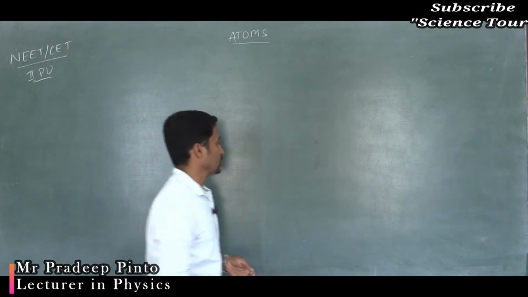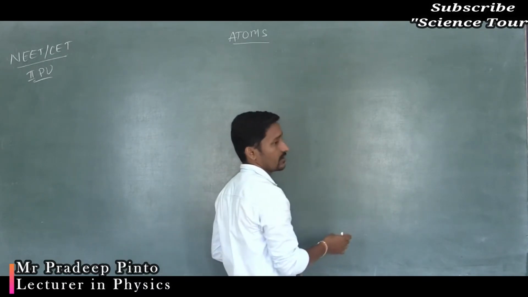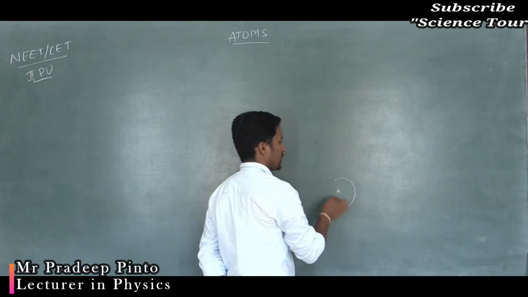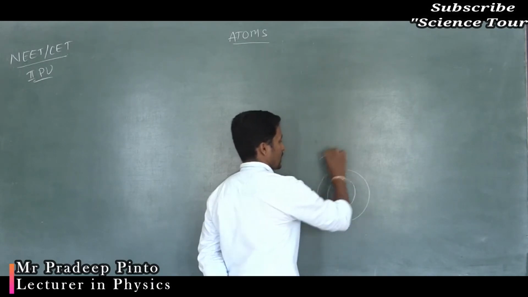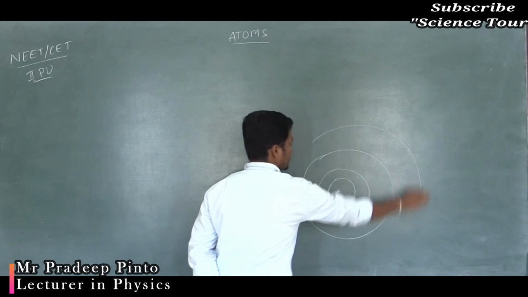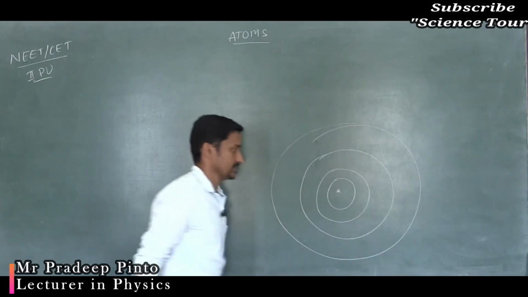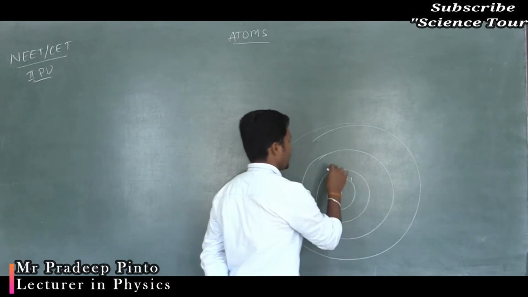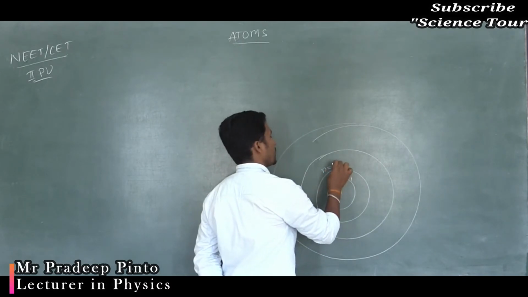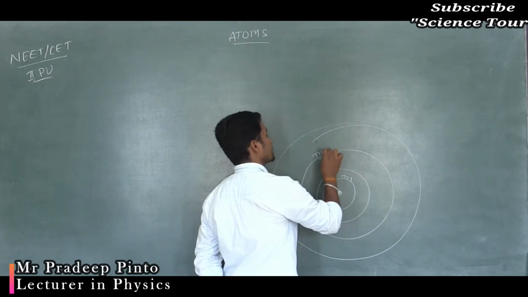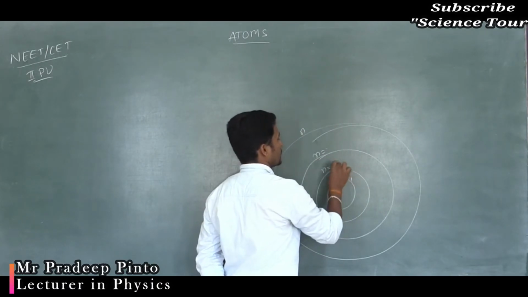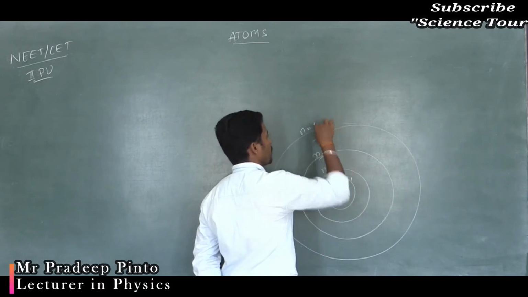So we know that generally according to Bohr's model, the nucleus is there, electrons are revolving, and we will say it is the first level, second level in that way, isn't it? So this is the ground state, n is equal to 1. This is the first excited state, second excited state, n1, n2, n3, n4 in that way.